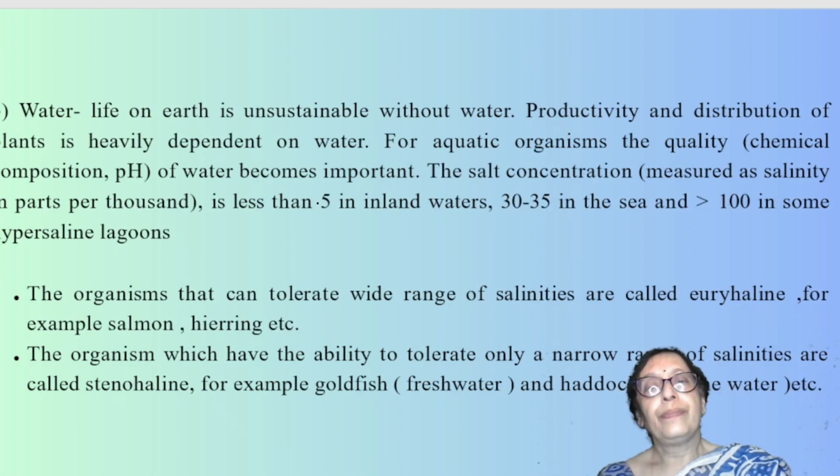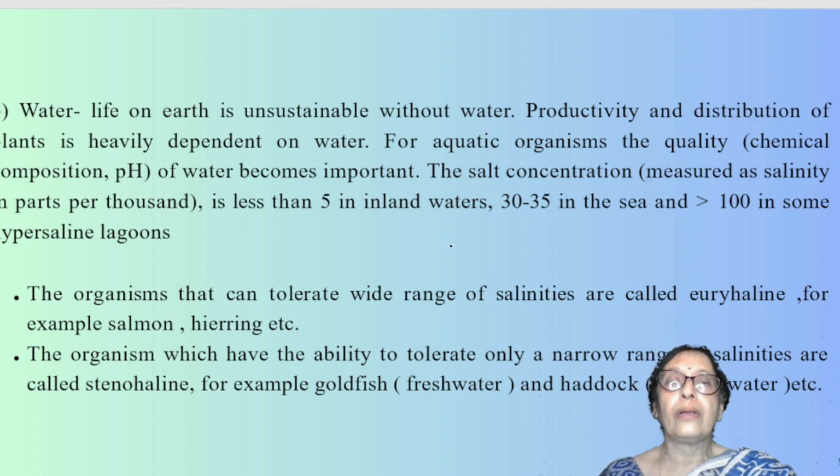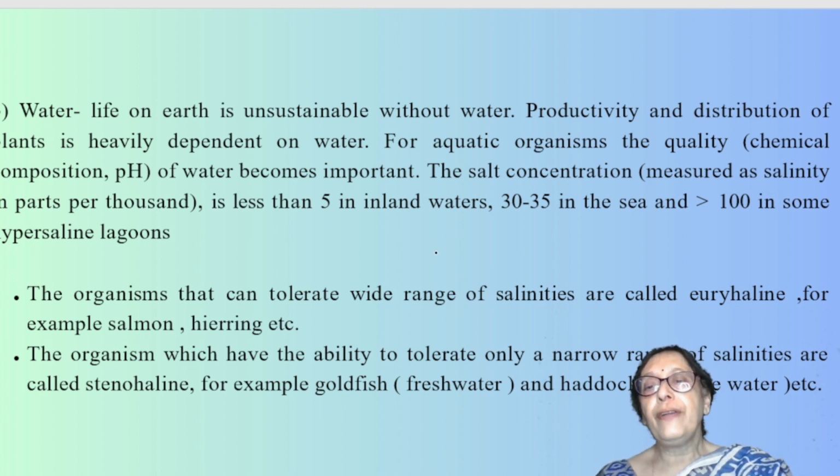Then comes water. Now, water is the most important factor where life has originated. So, productivity and distribution of plants is heavily dependent on water. Water is the main raw material for photosynthesis, as we all know. Now, for aquatic organisms, the quality of the water, that is the chemical composition and pH, are very important.